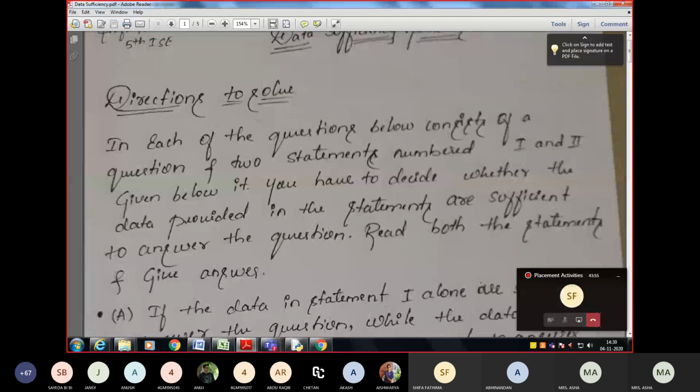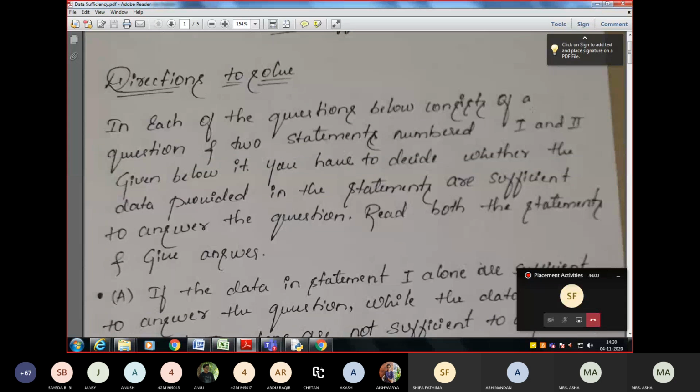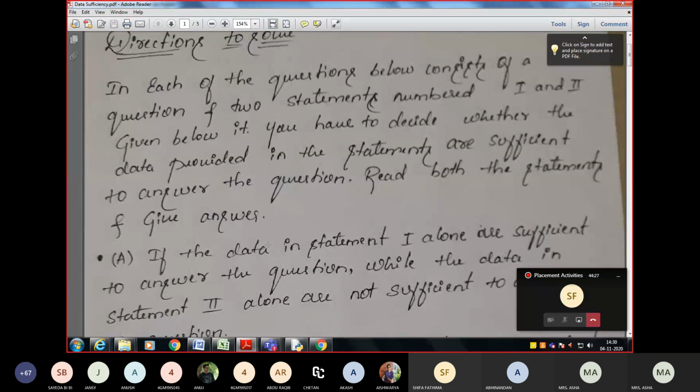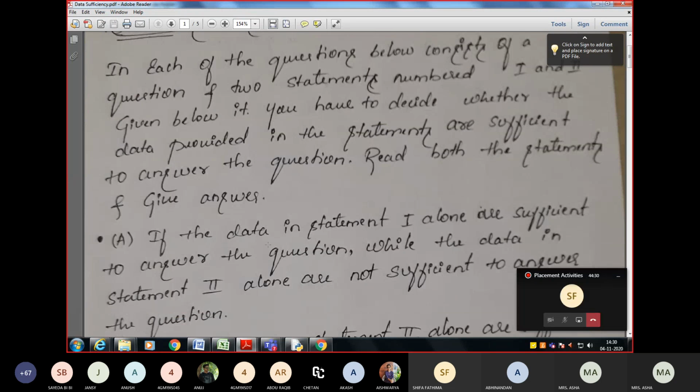Good afternoon to all. I'm Shifa from 5th ISC. So I'm going to explain the problems on data sufficiency. Directions to solve: each of the questions below consists of a question and two statements numbered first and second. You have to decide whether the data provided in the statements is sufficient to answer the question. Read both the statements and give the answer. So in each question, they will give two statements, first statement and second statement. You have to decide which statement is sufficient.